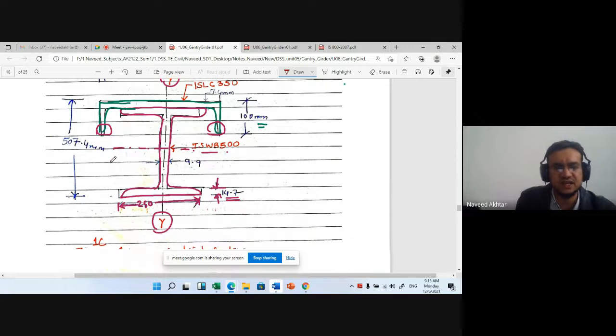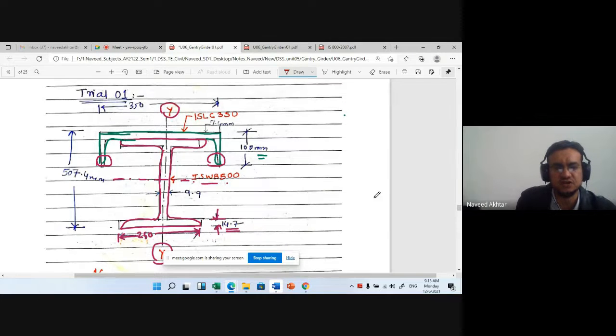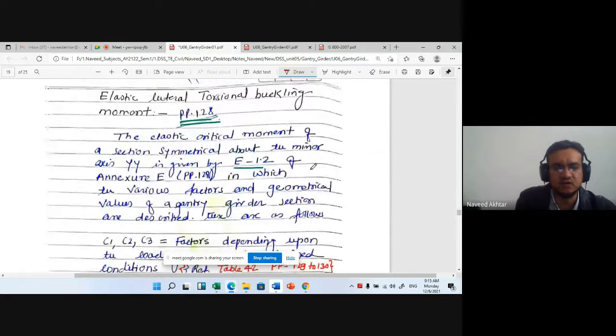Now we will check that this trial section we have assumed will take the loads and stresses from the moment of the positions of the wheel of the bridge girder, and then we have to find out the elastic lateral torsional buckling moment as given on page number 128. The green line shows that these steps we already covered in the previous lecture.